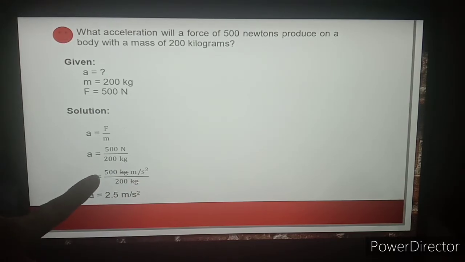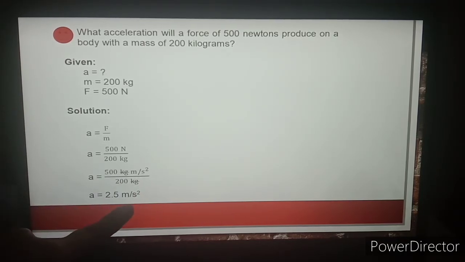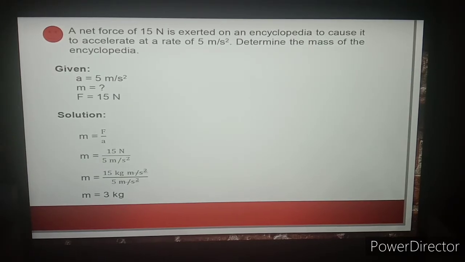And then, we're just going to divide these values. So, 500 divided by 200 is equal to 2.5. And what will be the unit? It is in meter per second squared. Last example: a net force of 15 Newton is exerted on an encyclopedia to cause it to accelerate at a rate of 5 meter per second squared. Determine the mass of the encyclopedia.